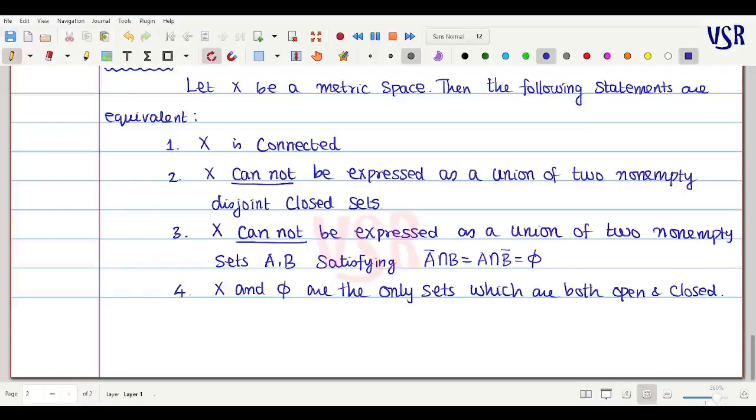We are going to show that X is connected if and only if X cannot be expressed as the union of two non-empty disjoint closed sets, if and only if X cannot be expressed as A union B where A and B satisfy this condition, if and only if X and the empty set are the only sets which are both open and closed. I am going to show these are all equivalent. So 1 implies 2, 2 implies 3, 3 implies 4, and 4 implies 1. That is the idea. First we'll prove 1 implies 2.